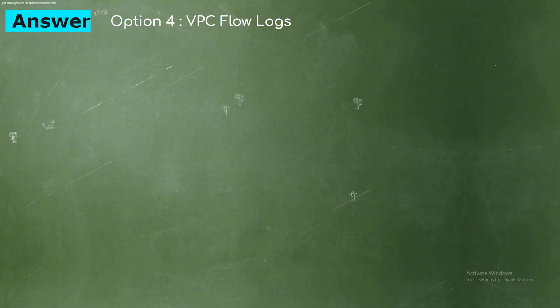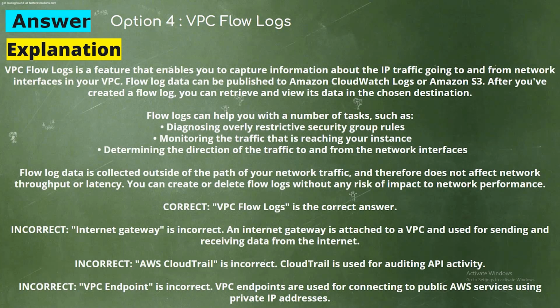VPC Flow Logs. Explanation. VPC Flow Logs is a feature that enables you to capture information about the IP traffic going to and from network interfaces in your VPC. Flow log data can be published to Amazon CloudWatch Logs or Amazon S3. After you've created a flow log, you can retrieve and view its data in the chosen destination. Flow logs can help you with a number of tasks, such as diagnosing overly restrictive security group rules, monitoring the traffic that is reaching your instance, determining the direction of the traffic to and from the network interfaces. Flow log data is collected outside of the path of your network traffic, and therefore does not affect network throughput or latency.